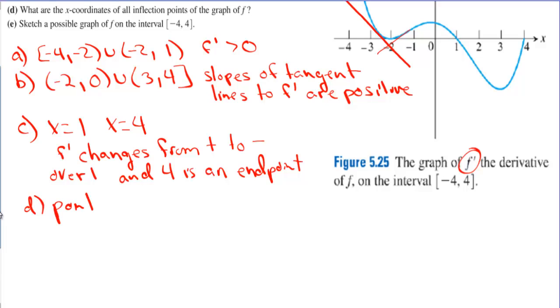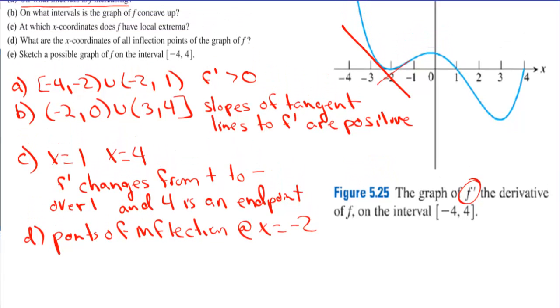D, point or points of inflection at x equals -2. We have a point of inflection at 0 because the slopes change signs over approximately 0. It's a little to the left, but we'll say at x equals 0. And then there's another point of inflection at 3 because the slopes go from negative to positive.